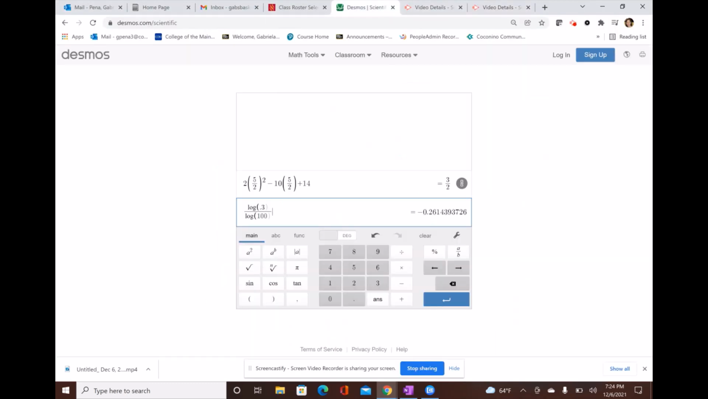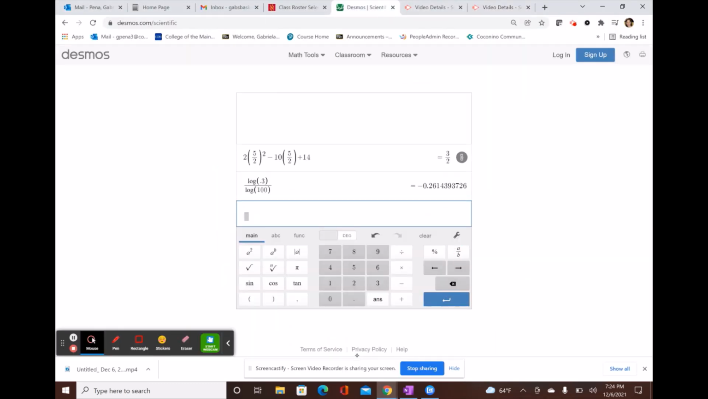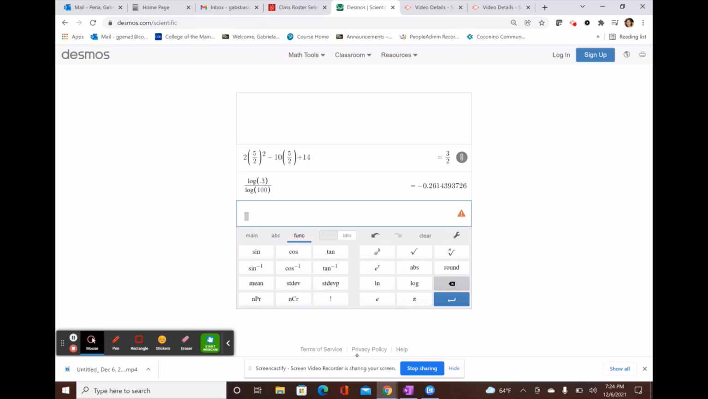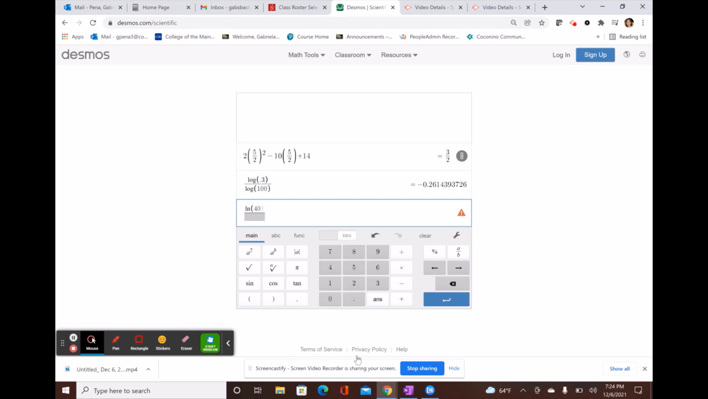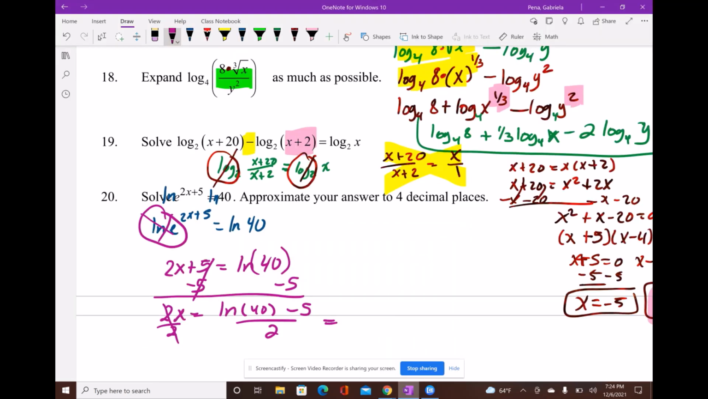So we plug this into the calculator. Desmos, where are you? Fraction. Natural log of 40, close parentheses, minus 5, divided by 2. Negative 0.6555. How many decimals does it say to round to? 4. Negative 0.6556. There's your answer.